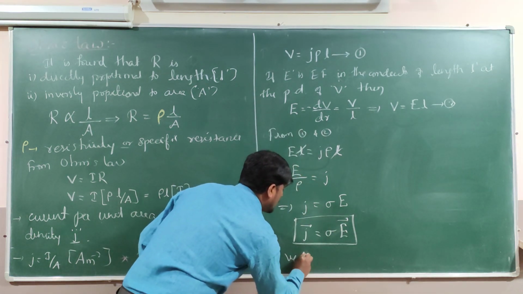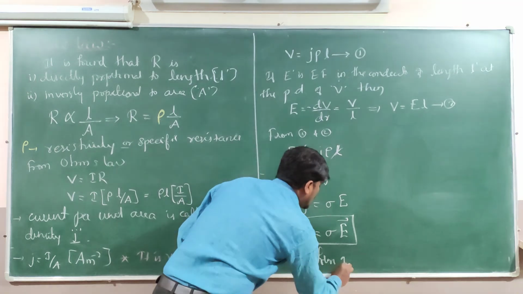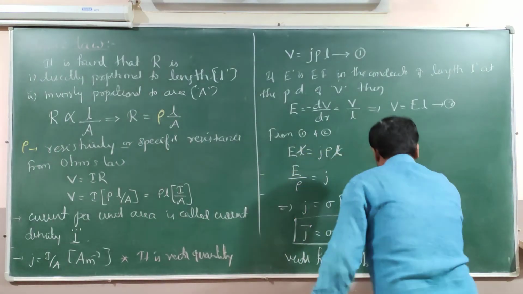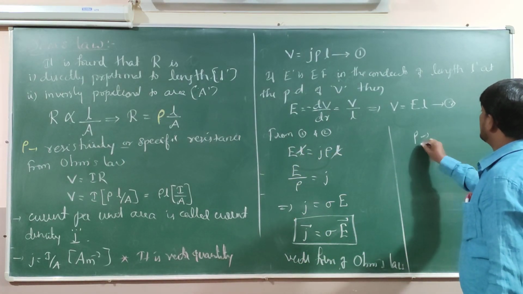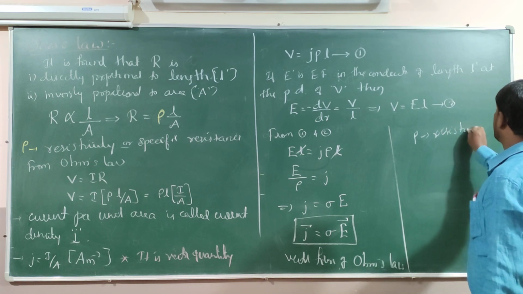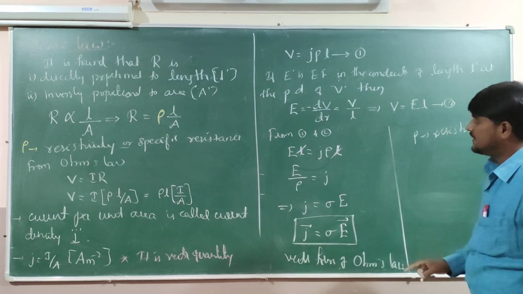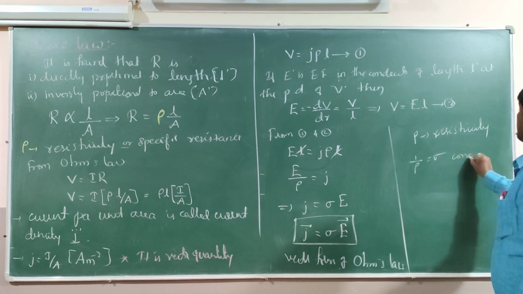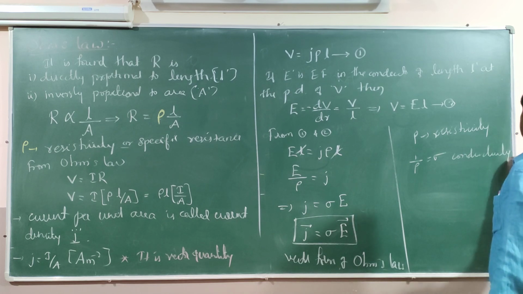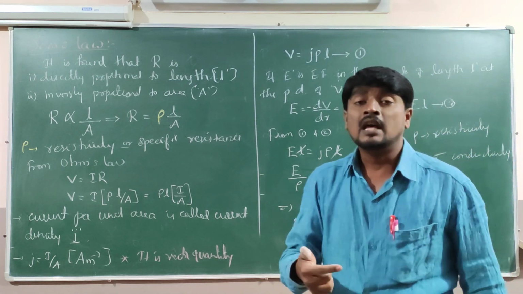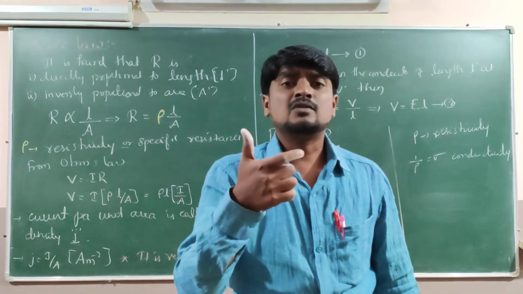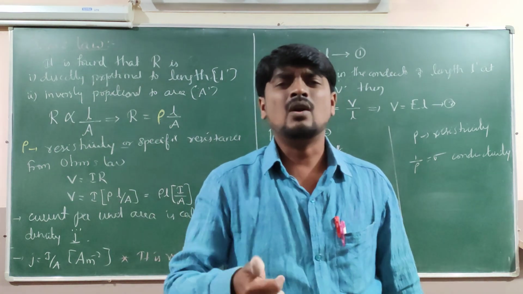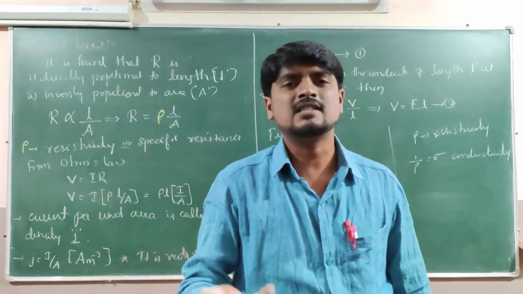This is the vector form of Ohm's law. Here I have one important difference. Look at this. I said here rho is nothing but resistivity. So now 1 by rho is equal to sigma. Sigma is nothing but conductivity. So what is the main difference between these two words, resistivity and conductivity? The reciprocal of conductivity is called resistivity, or the reciprocal of resistivity is called conductivity.